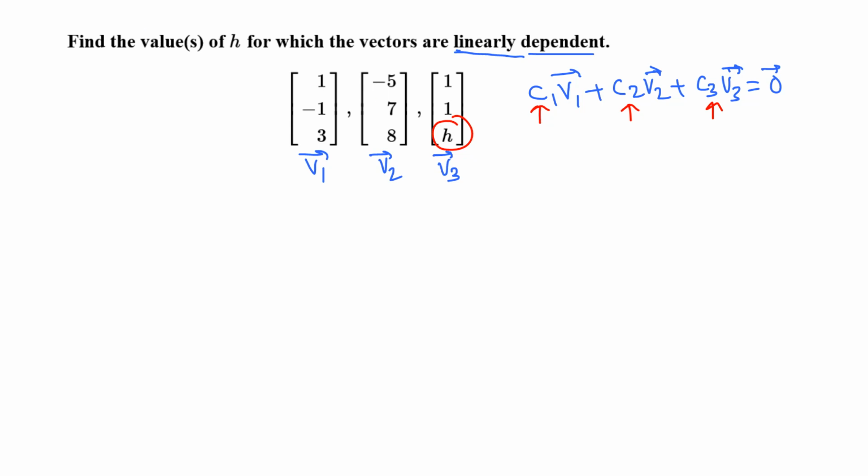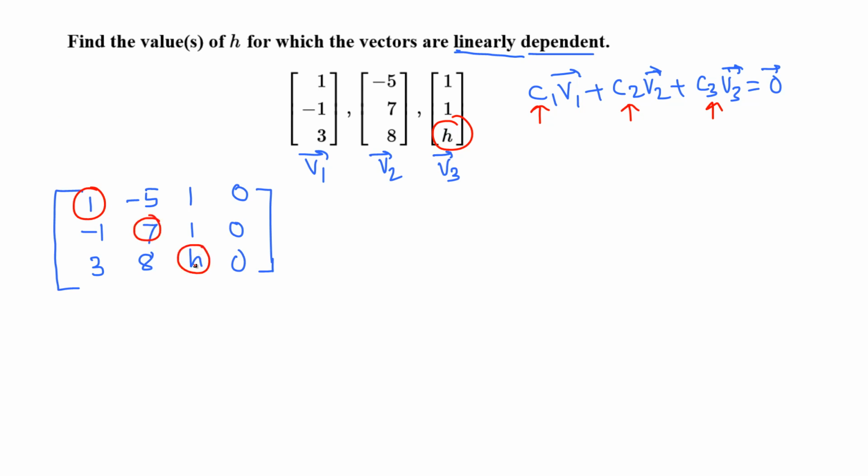Okay, so let's write the corresponding augmented system for this vector equation. That will be just the first vector 1, negative 1, 3, then negative 5, 7, 8, then 1, 1, h, and we are setting this equal to the zero vector, so 0, 0, 0. Now here is pivot 1, that's good, and we're going to keep the pivots here. So make this 0, make this 0, make this 0, and the 7 and 8 could change.